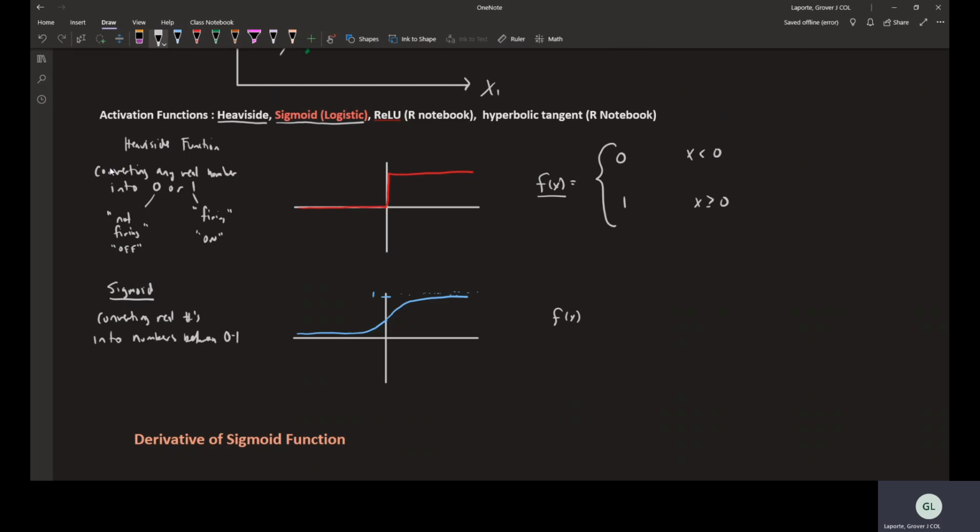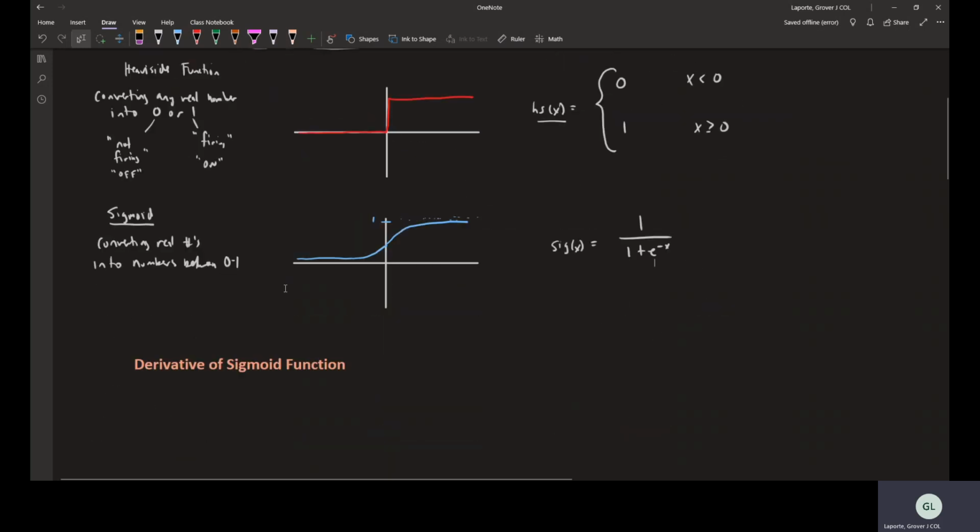Sometimes, and that's why I put it on here, you'll see it called the logistic function. Let's call this one HS for heavy side, and let's call this one sig for the sigmoid. I don't need this anymore. It's just 1 over 1 plus e to the negative x, for any number x. All right, so that's the sigmoid function. That's what it looks like, and that's sort of what it's trying to do.